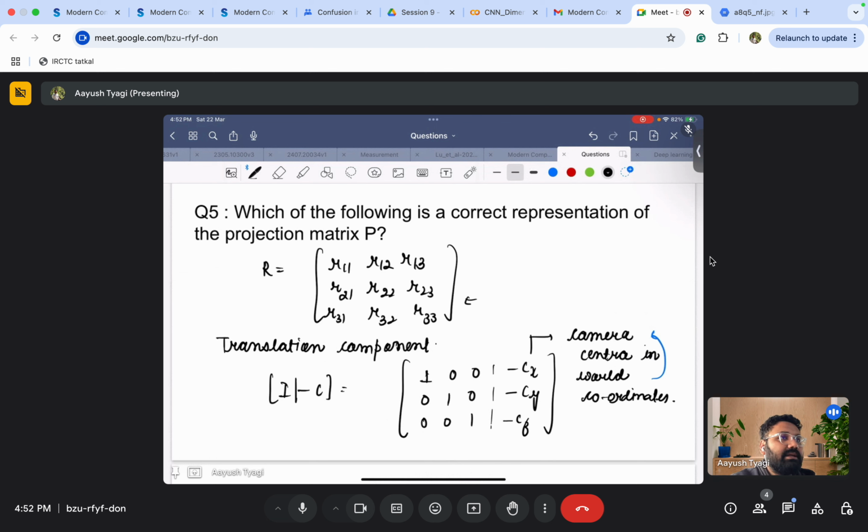So if you want to translate any point from world coordinate to the camera coordinate, so that everything is at the center of the camera, you're seeing everything from the camera point, right? So the camera should be at 0 0, right? So if you want to do such a translation, this matrix basically helps.